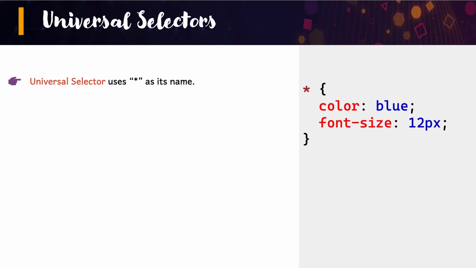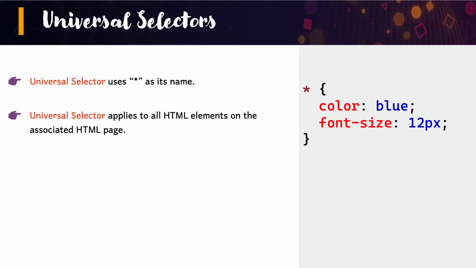There is a slight generalization of this simple element selector. If you use star as the name for the selector, as in the example you have on the screen, this means it is applicable to all the HTML elements on the page, not just a specific tag, but all HTML elements. That is the selection. It selects all HTML elements because we use star as a selector name.